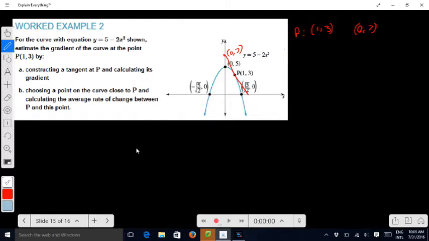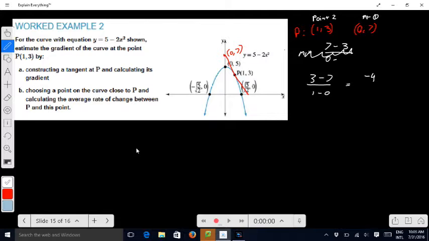We can calculate that gradient as 7 take 3 over 0 take, oh hang on, other way around. Point 2, point 1. So 3 take 7 over 1 take 0, we get -4. So it's about -4.